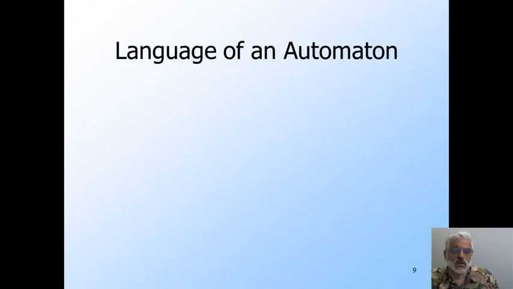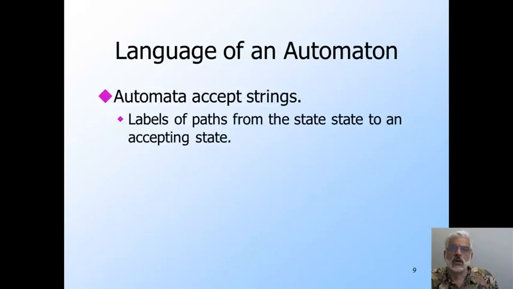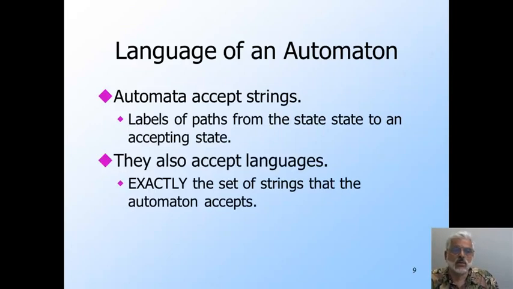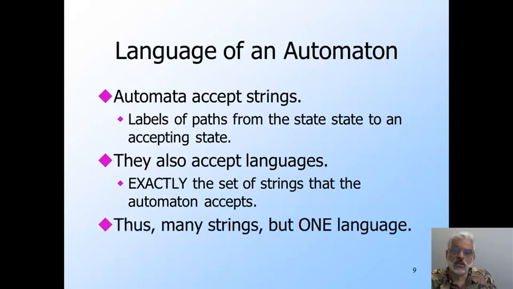Here's another point that has caused some confusion. Automata accept strings, the labels of the paths that lead from the start state to an accepting state. But we also said that an automaton accepts a language. This language is the set of strings that the automaton accepts. If we say automaton A accepts language L, then we mean that L consists of all and only the strings that A accepts. Thus, while the typical automaton accepts an infinite number of different strings, it accepts exactly one language, the set of strings that it accepts.